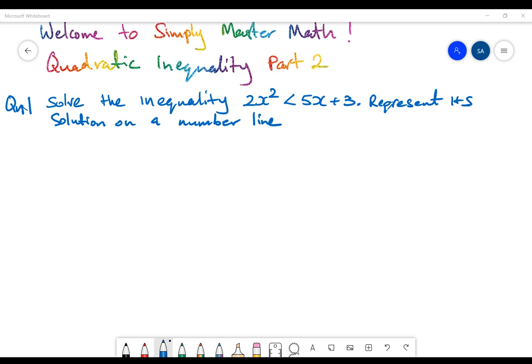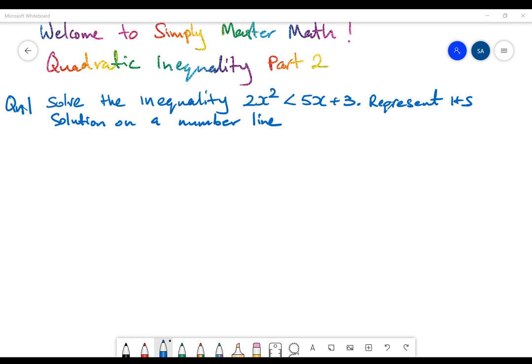This topic is on quadratic inequality, and this is an extension of the part 1 done earlier. This is part 2, and we're solving two questions over here. Let's look at the first one. Solve the inequality of 2x squared less than 5x plus 3. Represent its solution on a number line.